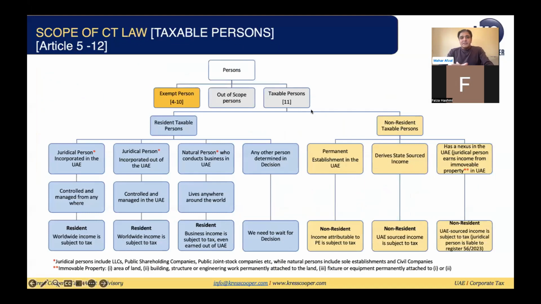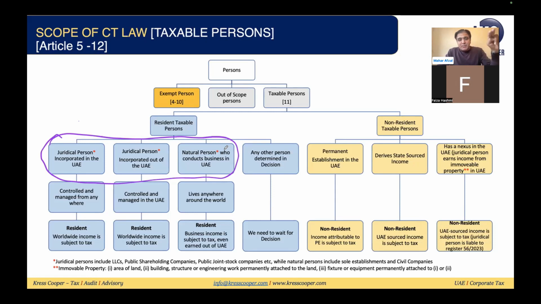In this slide we discussed there are three types of persons: exempt persons, outer scope persons, and taxable persons. In the taxable person, we discussed three further categories. These three categories are: juridical persons incorporated within the UAE, which are resident persons; juridical persons incorporated outside the UAE but controlled and managed from the UAE, which are also resident juridical persons; and the third one, natural persons doing business within the UAE. These were the resident taxable persons.